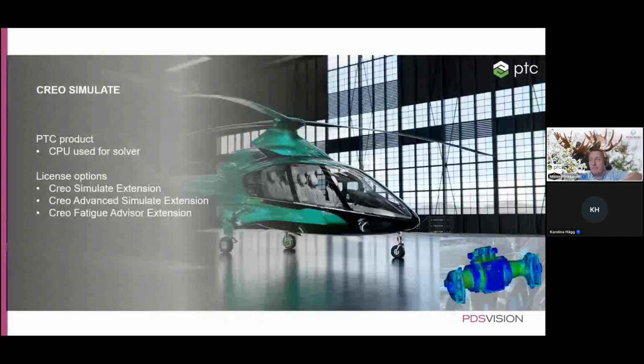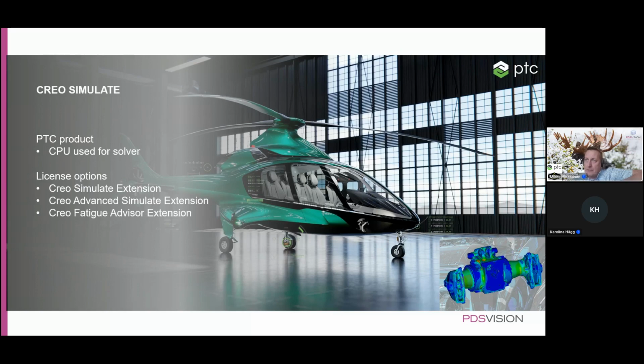Then the fourth one, Creo Simulate. This is a PTC product that uses a CPU for the solver and has been around since, let's say, the 1980s or something. And we have two basically different licensing flavors of it. You have either the Creo Simulation Extension, or you have the Creo Advanced Simulation Extension. And you can also use something called Fatigue Advisor to beef up the capabilities if you want to compute something on fatigue.